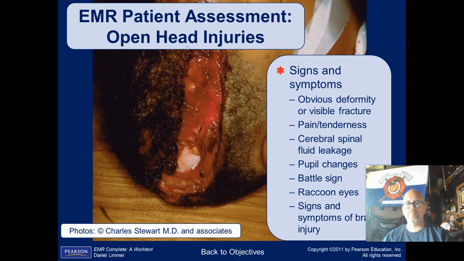Open head injuries, signs and symptoms: obvious deformity or visible fractures, and we're down to the skull cap, and it looks like we've got a fracture inside here. Pain, tenderness, cerebral spinal fluid leakage from the nose and ears, but we can also see it from the scalp if it's a true open injury. Pupil changes, Battle's sign, raccoon eyes, signs and symptoms of brain injuries. Also the altered mental status, the confusion, those types of things. And so, as you can see, this is a pretty bad injury we're dealing with here. This guy's not going to be doing well if we don't treat him properly.